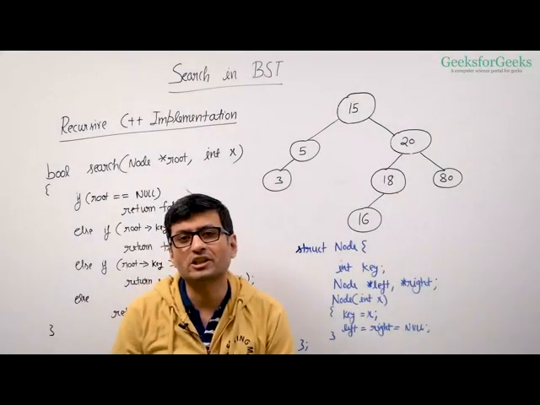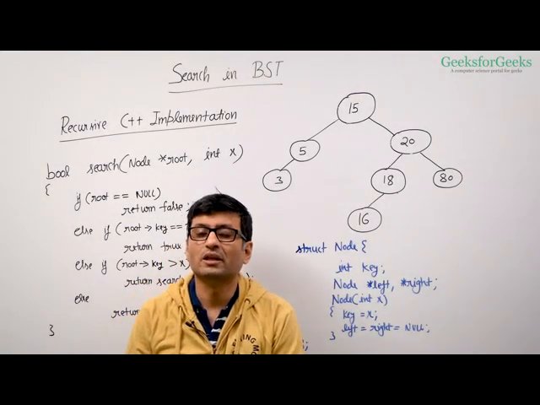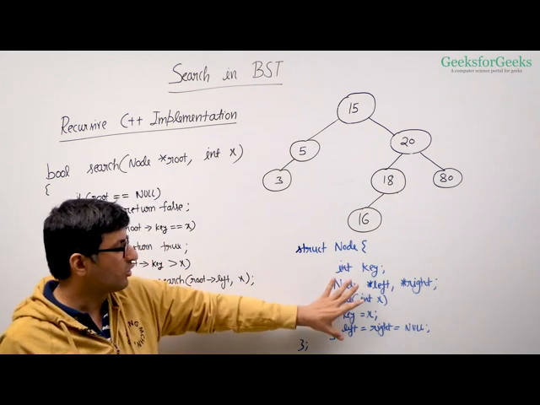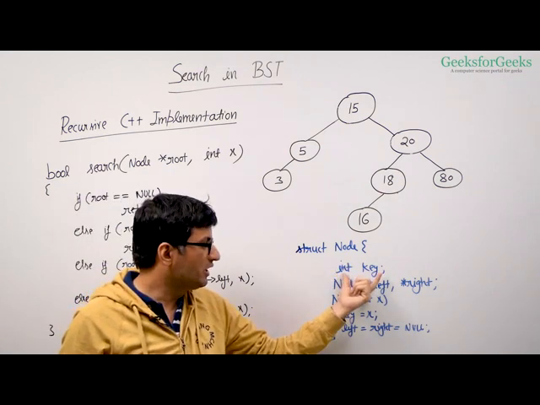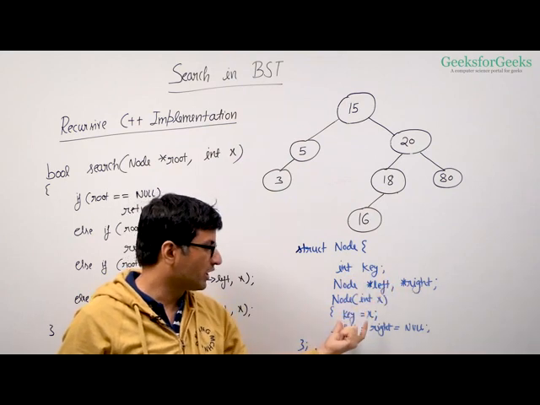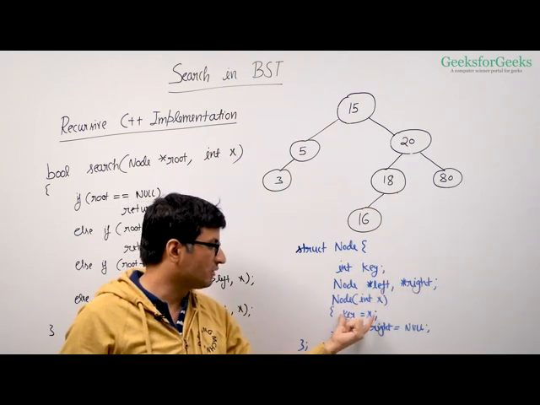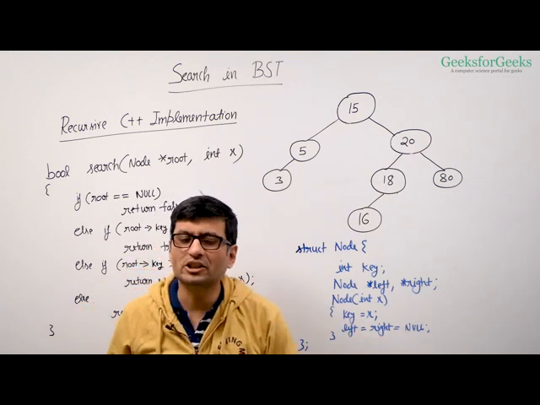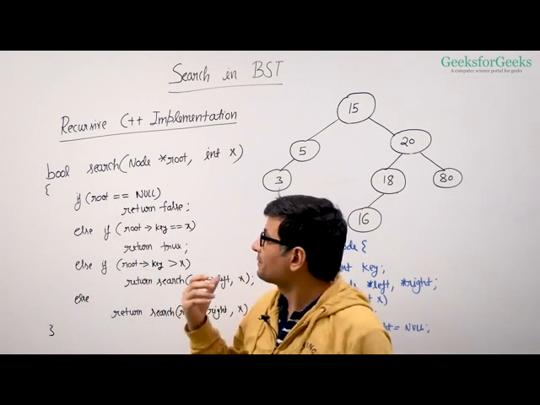Let us see the recursive C++ implementation. In this recursive implementation, I am considering this node where we have key, left and right pointers. We have a constructor which initializes the key with given value and initializes left and right as null. Let's see the recursive code for searching.